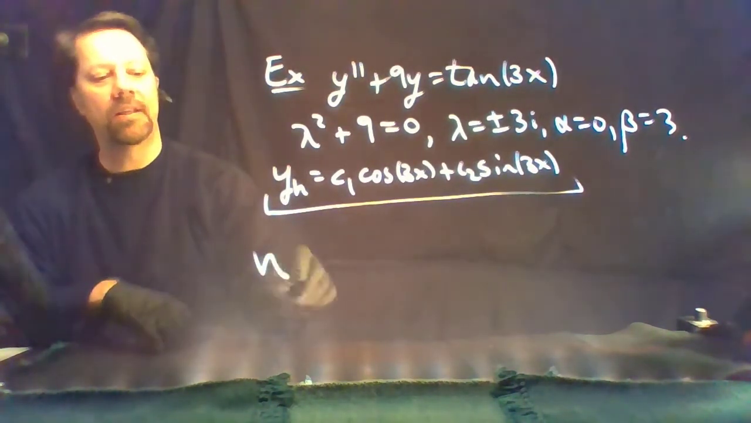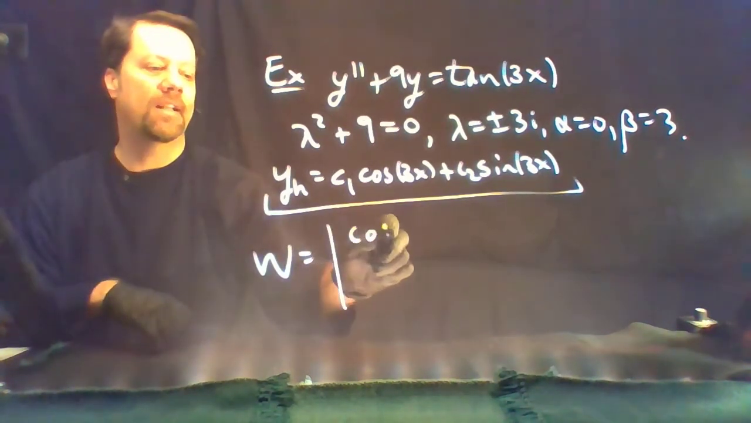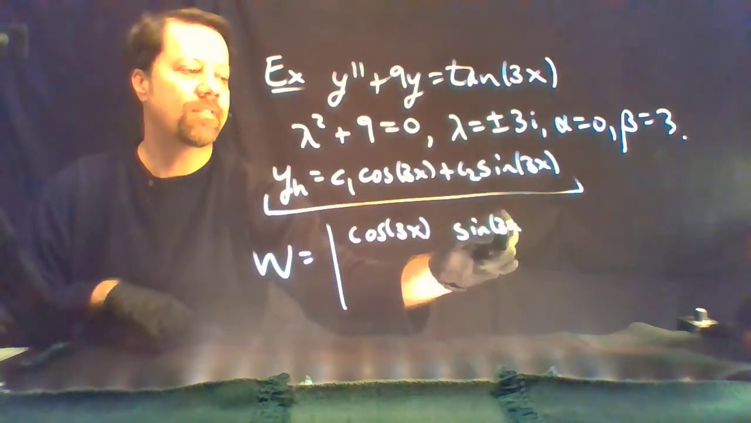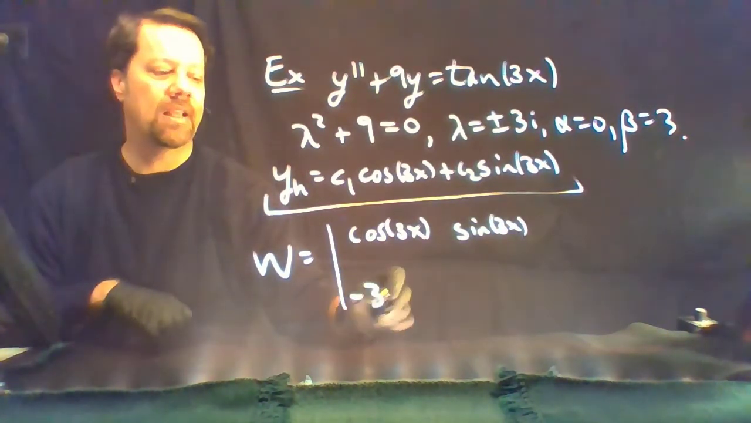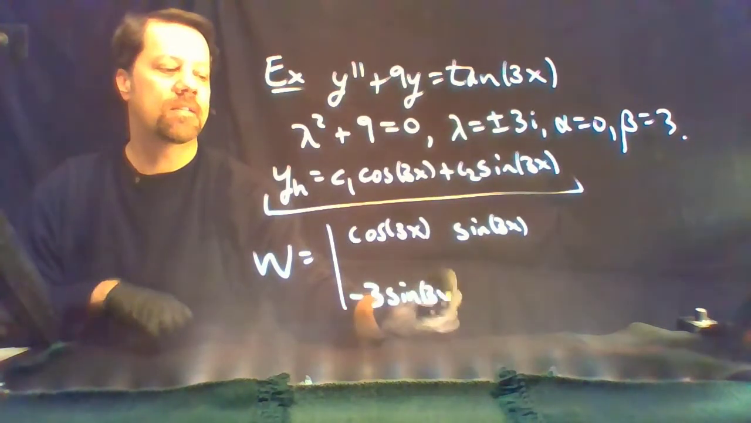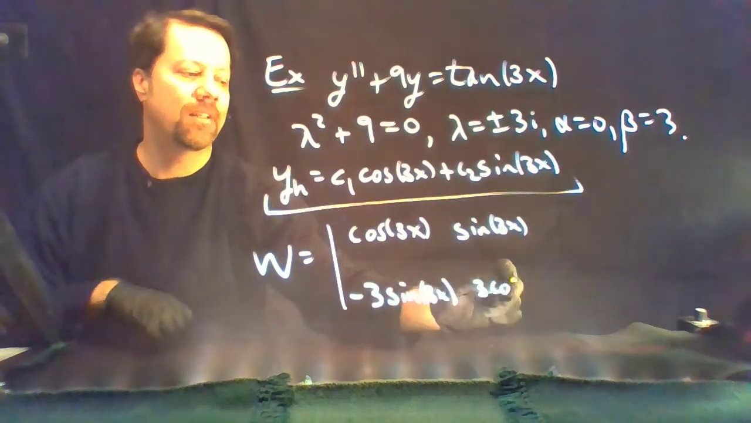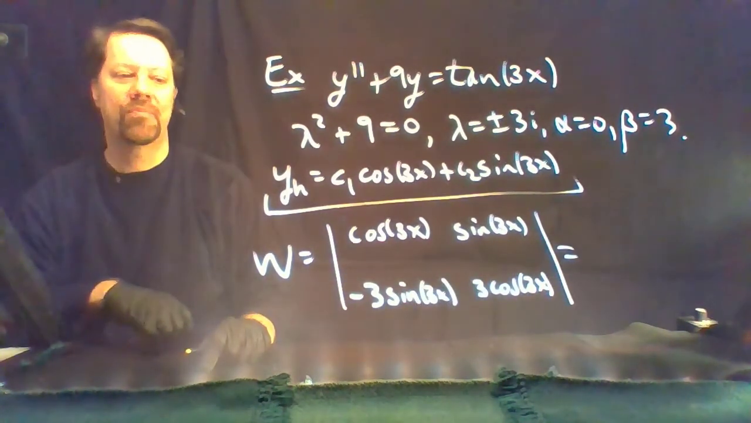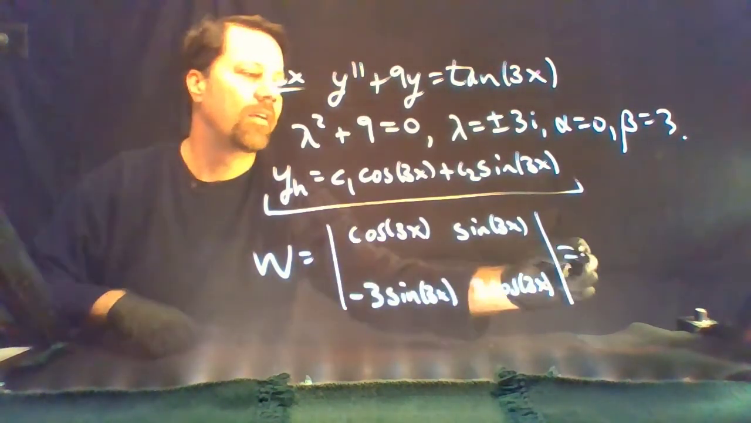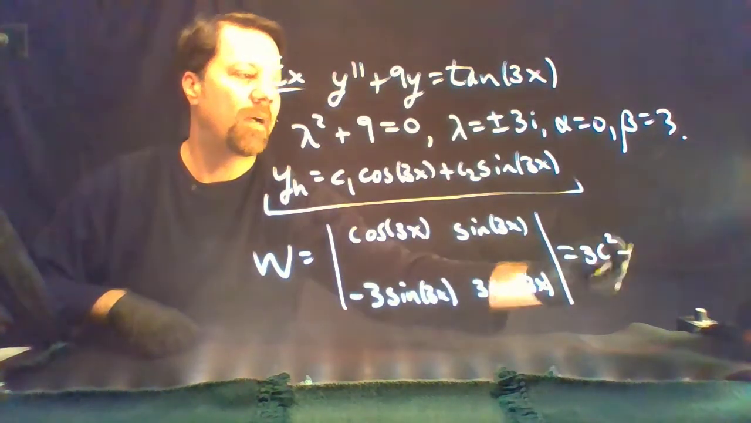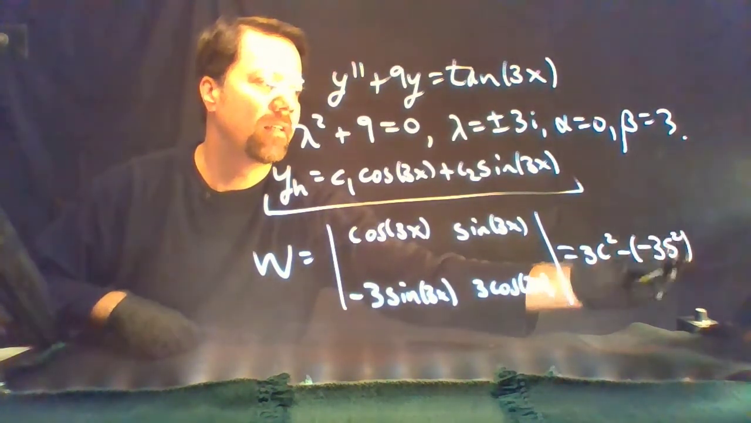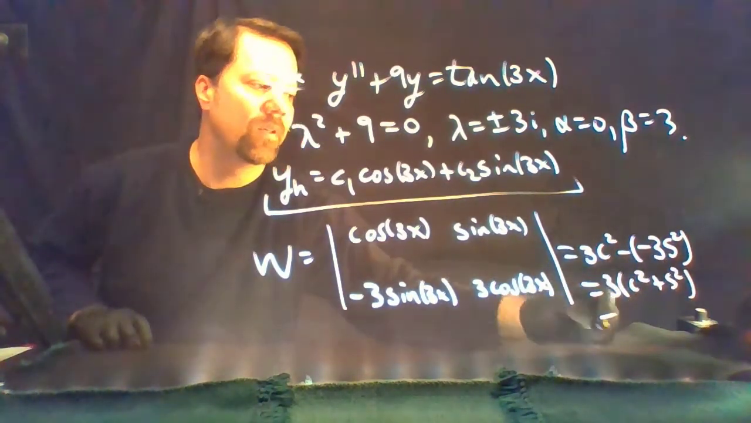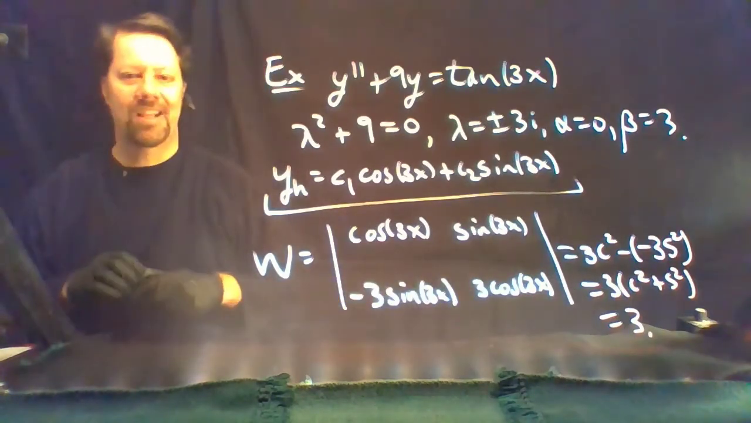The Wronskian is calculated as the cosine of 3x, sine of 3x, minus 3 sine of 3x, positive 3 cosine of 3x. You can see that we get 3 cosine squared minus negative 3 is 3 cosine squared plus sine squared, or just 3.